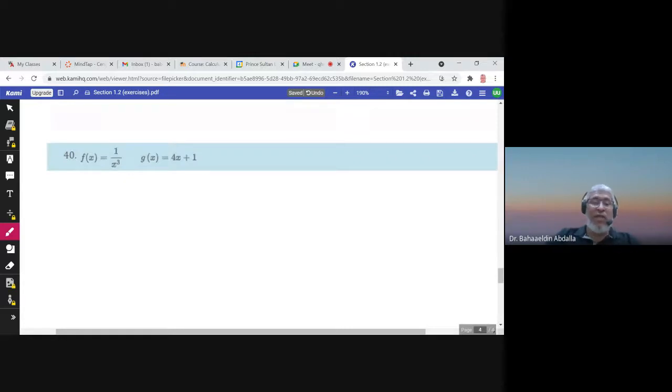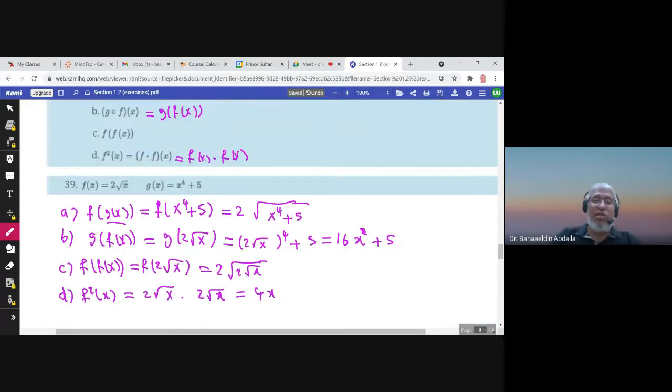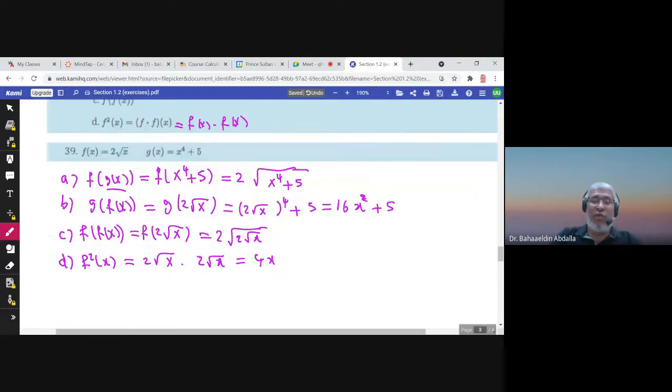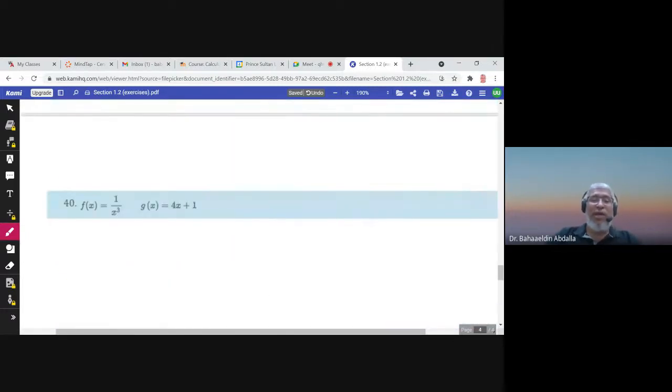Question 40, another question, okay? So we need to find all of these four. So let us start by a, which is f of g of x. It is f of 4x plus 1, and it would be 1 over 4x plus 1 to the power 3.